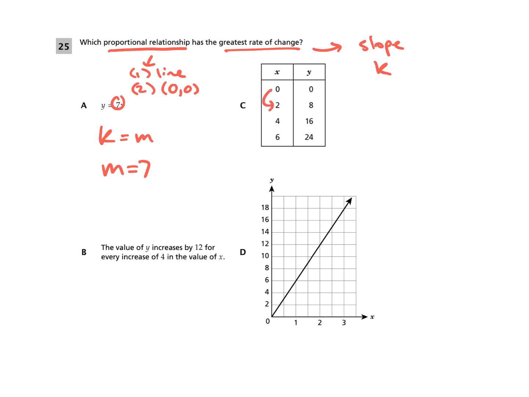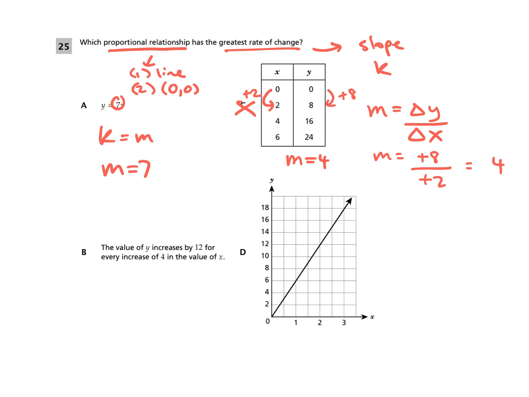C is we need to kind of find the slope. So remember, slope is change in y divided by change in x. All right, so this is plus 2. This is plus 8. So m equals plus 8 divided by plus 2, which is just 4. Already A is winning because in this case m equals 4. So bye-bye, C is gone.